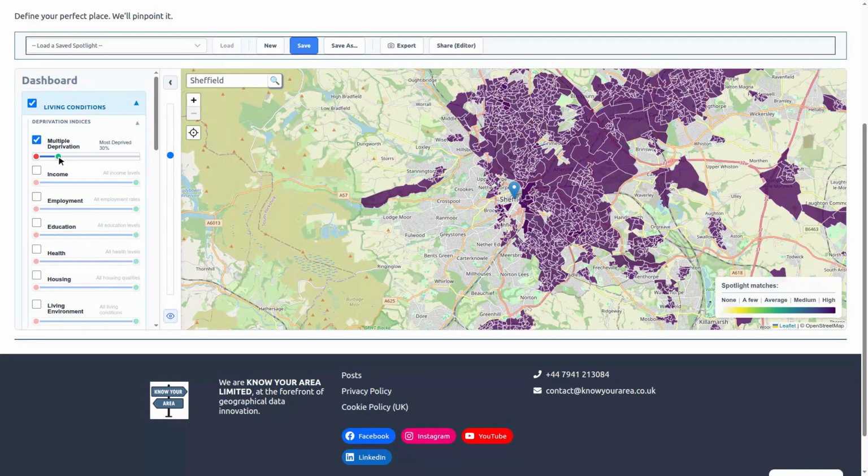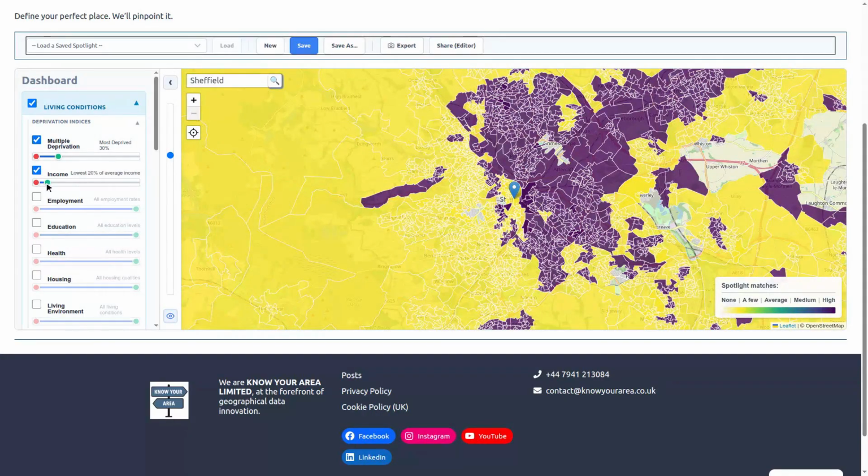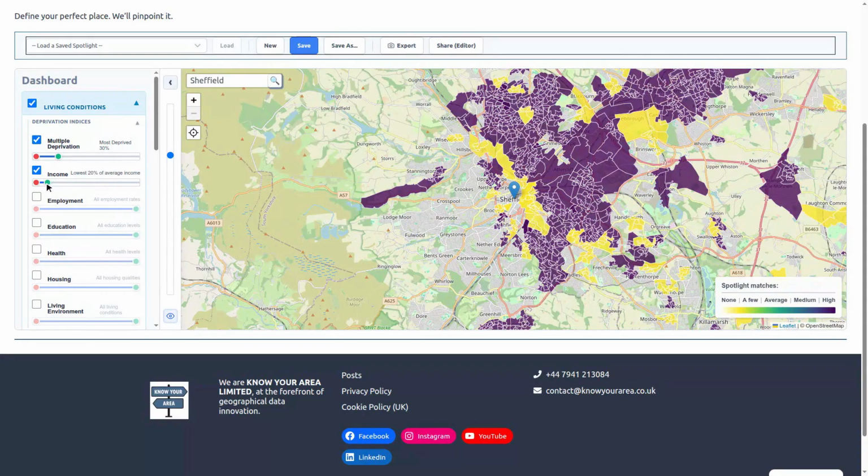Next, we layer on income, setting the filter to the lowest 20% of average household income for the area. Look closely at the screen. We now have two shades of colour. The dashboard is automatically calculating the overlap, leaving the deepest shade for the areas where both conditions are met at the exact same time.